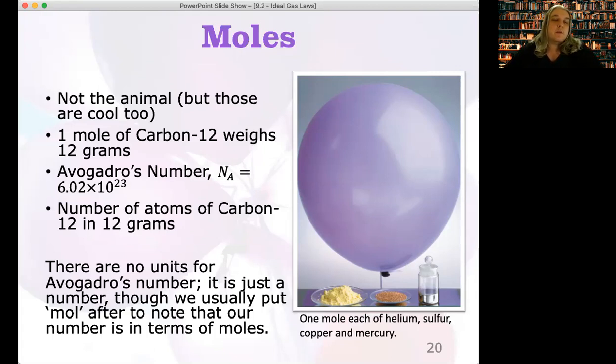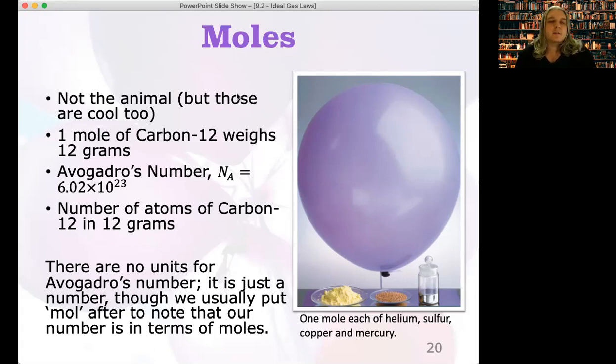But we do often write mol, M-O-L, after it just to remind ourselves that we're talking about moles, not actual numbers. So if I say I've got a mole of carbon atoms, I'll often write 1 mol of carbon atoms, just to remind myself that I don't just have one carbon atom. Just like if you had eggs, you wouldn't say just one egg, you'd say 1 dozen eggs, right? So 1 dozen eggs, to remind yourself that it's 12 eggs, not just one. So it's just a unit to simplify counting the number of particles in your gas sample.